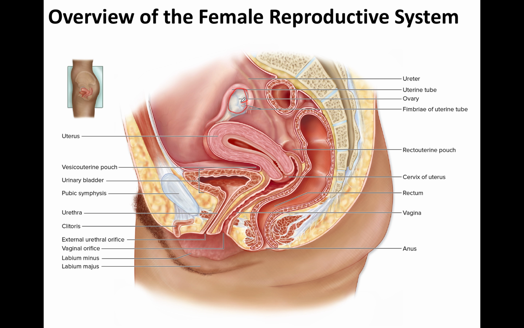In order for the eggs to move, you're going to have a tube that surrounds the ovary. That is called the uterine tube. It's also called the fallopian tube, and it's most commonly referred to as the fallopian tube. It is going to connect to the uterus. So this flattened, almost looking tube is the uterus right here. The uterus is going to be in the middle.